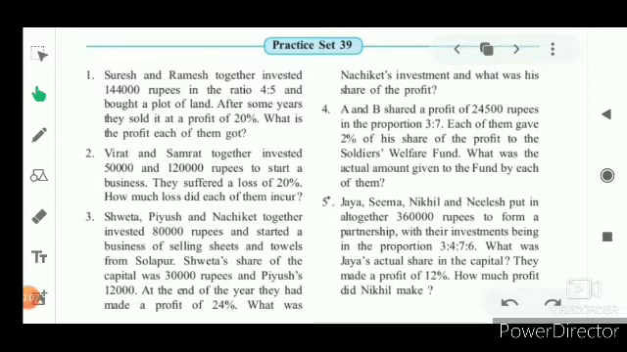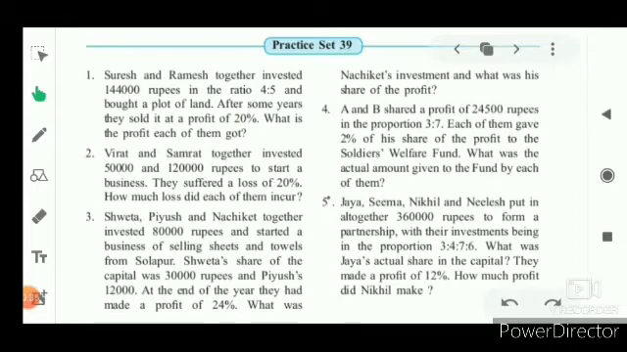Whenever two or more persons invest in the same business, then whatever the proportion they invest, the profit or loss they gain is divided in the same proportion as their investment. Okay, page number 68 in your textbook, see practice set 39.